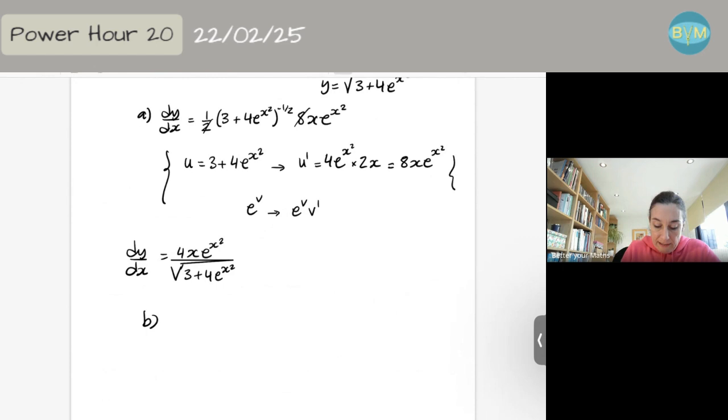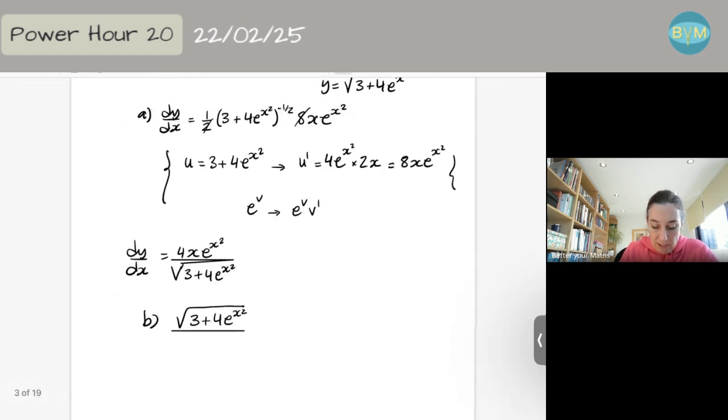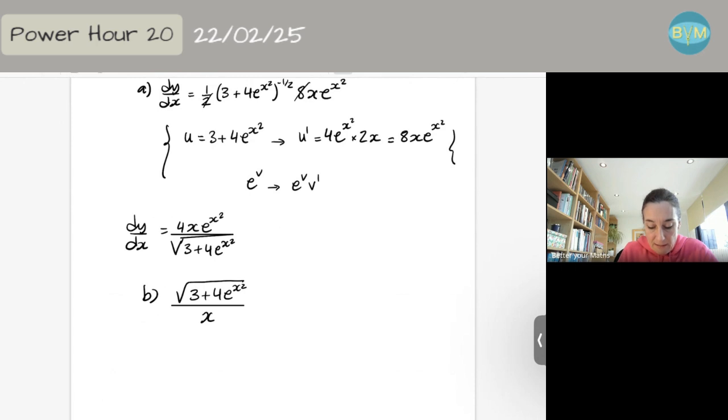So the gradient of the line, that was root of 3 plus 4e^(x squared), just because it passed the origin at that point. I'm just using the line and ignoring the curve, so I'm ignoring the derivative. I'm just using the coordinates of this point to find the gradient of this particular line, divided by x, so change in y divided by change in x. The gradient must be equal to the derivative, and that's what I'm going to solve. You're going to see that this equation, when we rearrange a bit, is going to be the one that they ask us.